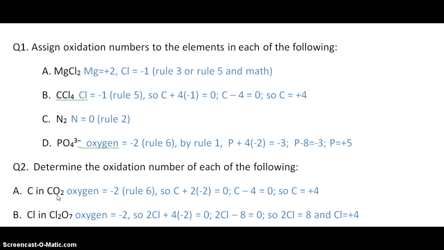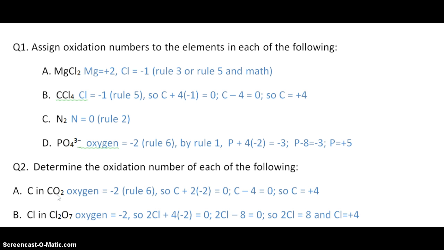carbon being +4. Now the next compound is nitrogen, all by its lonesome. Now there's two of them, but they're the same type of atom. So by Rule 2, nitrogen is in its elemental state and its oxidation number is 0.